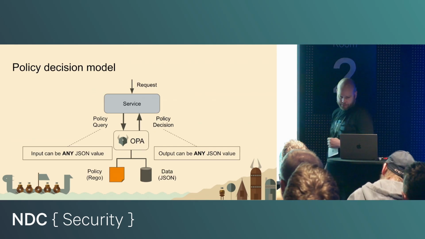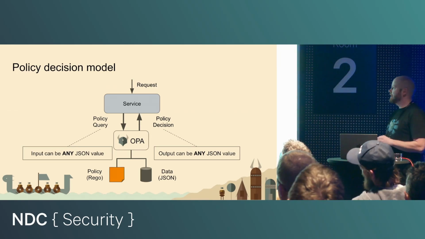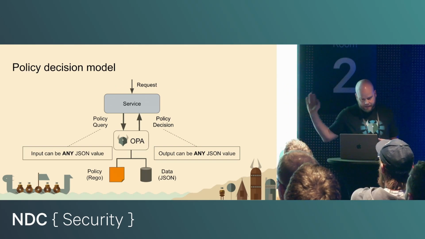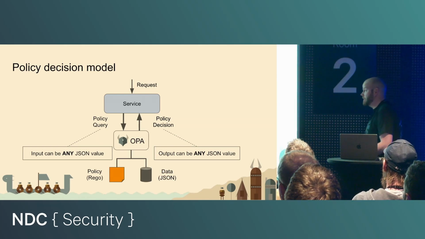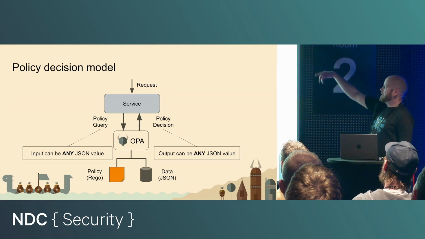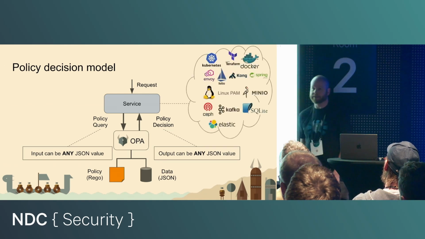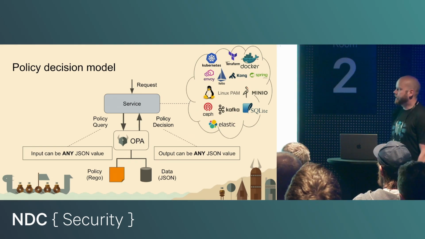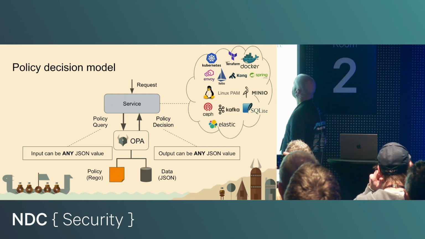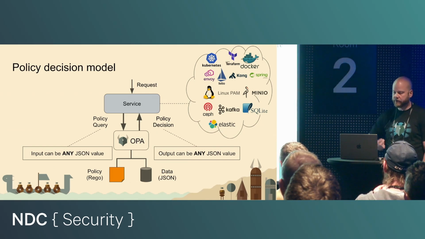So how does it work? How can it work with so many different technologies and so many varied fields? I think one key to that is basically this. It's a policy decision model. It's a very simple one. It kind of has to be in order to integrate with all these systems. So we basically have a service. That could be our microservice, or it could be anything really. It could be a Kafka broker. It could be an API gateway. It could be a Linux PAM module. It could be basically anything that services a request from a user or a client.